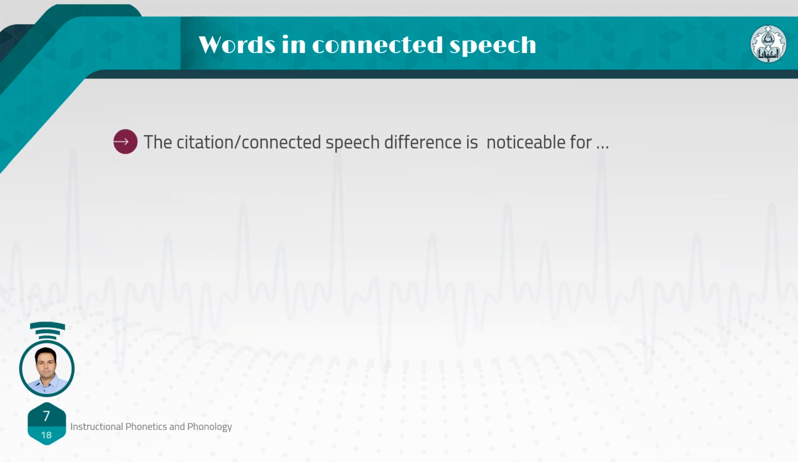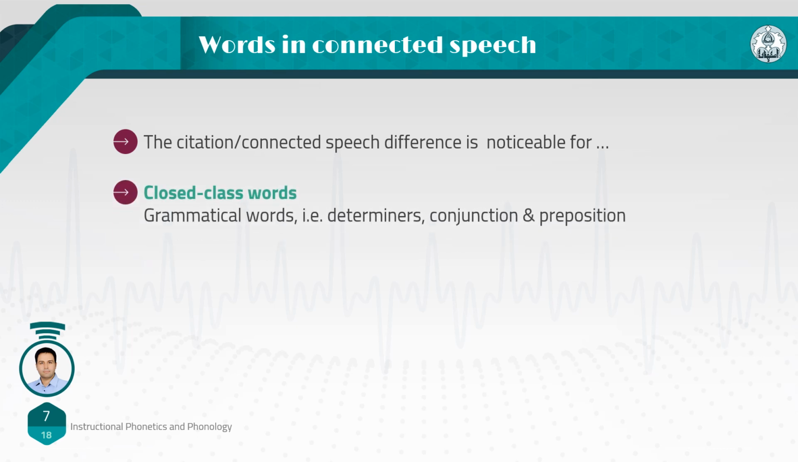The citation and connected speech difference is particularly noticeable for one class of words: closed class words, such as grammatical words, for example, determiners like a, and, the, conjunctions like and, or, and prepositions like of, in, with. In fact, the grammatical words are very rarely emphasized in connected speech, and thus their normal pronunciation in connected speech is quite different from their citation speech forms.